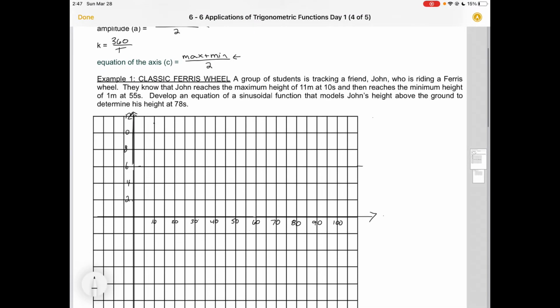Okay, so here we're going to do a Ferris wheel. A group of students is tracking a friend who rides a Ferris wheel. They know that John reaches a maximum height of 11 meters at 10 seconds. So we are going to put that on our graph.